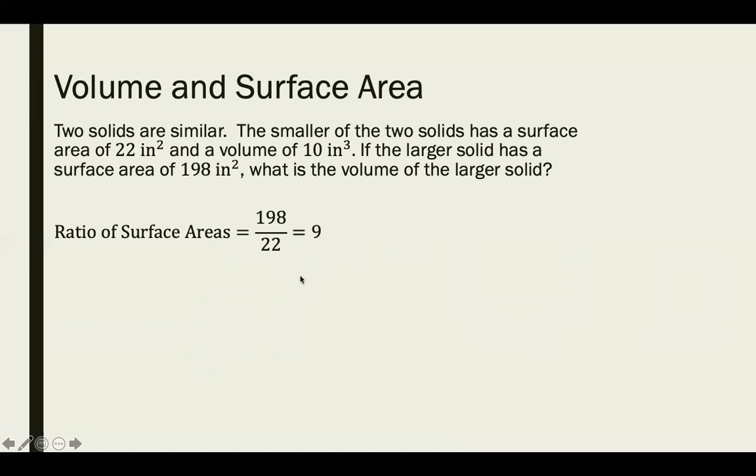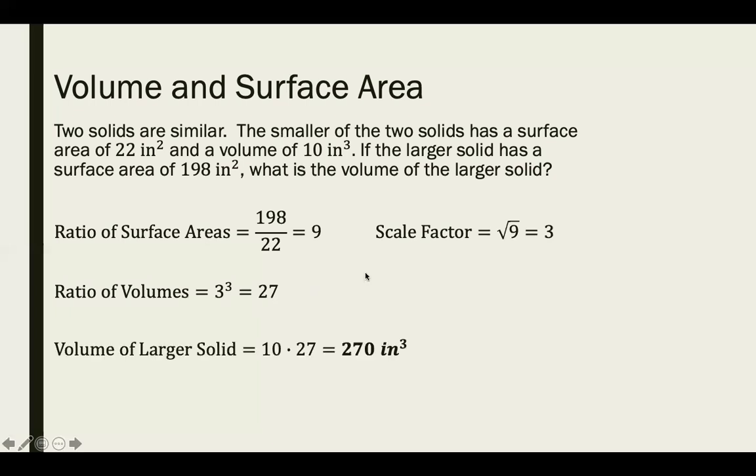All right, let's use that to find the scale factor. To go from our ratio of surface areas to the scale factor, we just need to take a square root. So our scale factor is 3. Next, we need to think about what is our ratio of volumes. To find that, we would need to do this scale factor to what power? The third. That gives us 27. And finally, we're going to multiply that 27 times our volume of the smaller solid to get our answer of 270 inches cubed.